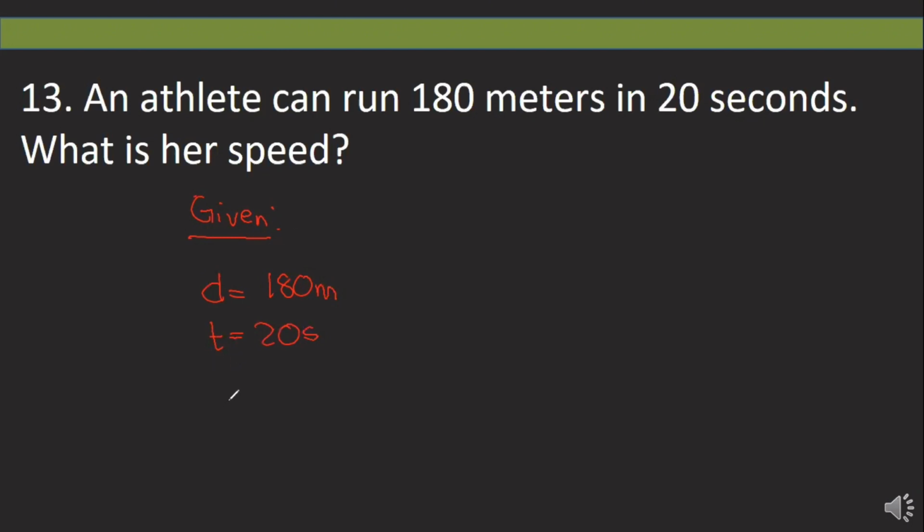The equation for the speed is simply v is equal to distance over time. So we substitute 180 meters divided by 20 seconds. We have 180 divided by 20 is 9 meters per second. So this is now the speed of the athlete.